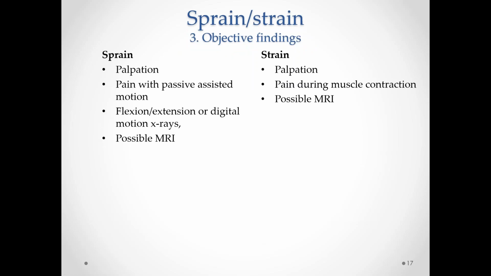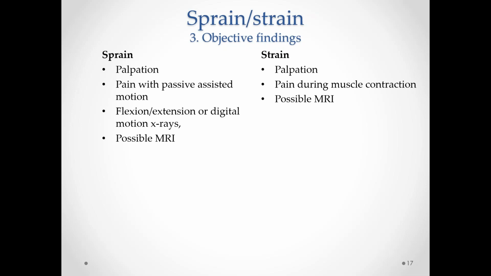So for sprains and strains also, if I were to audit your records, I would hope that you had these things documented. If you diagnose a patient with a sprain, here's examples of things that I think you could use to justify that diagnosis. You palpated the patient. You found pain with passive assisted motion. You did flexion extension, residual motion x-rays, maybe an MRI.